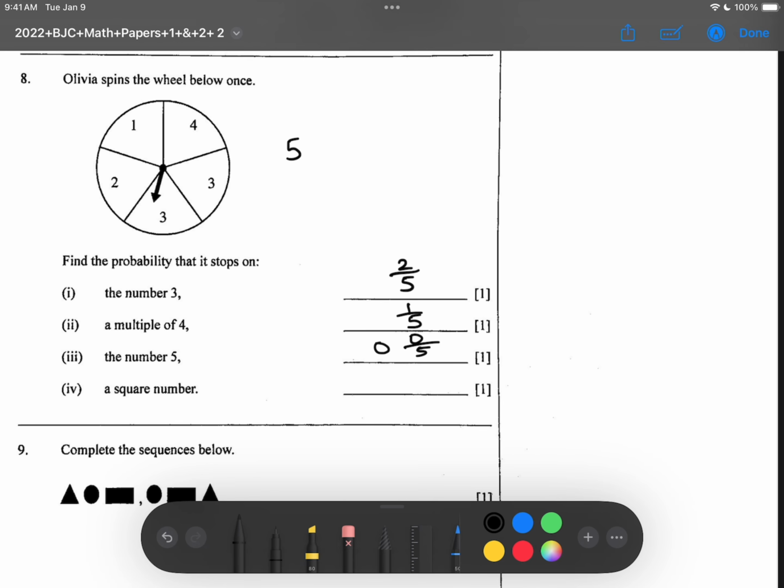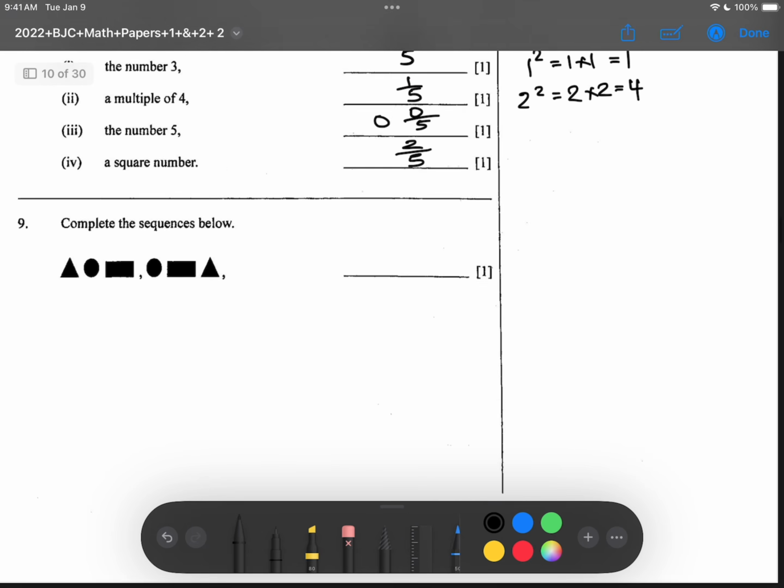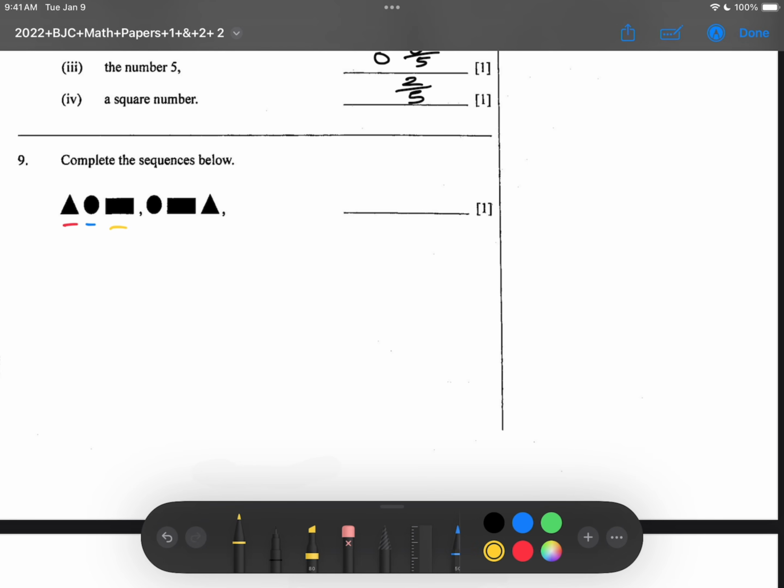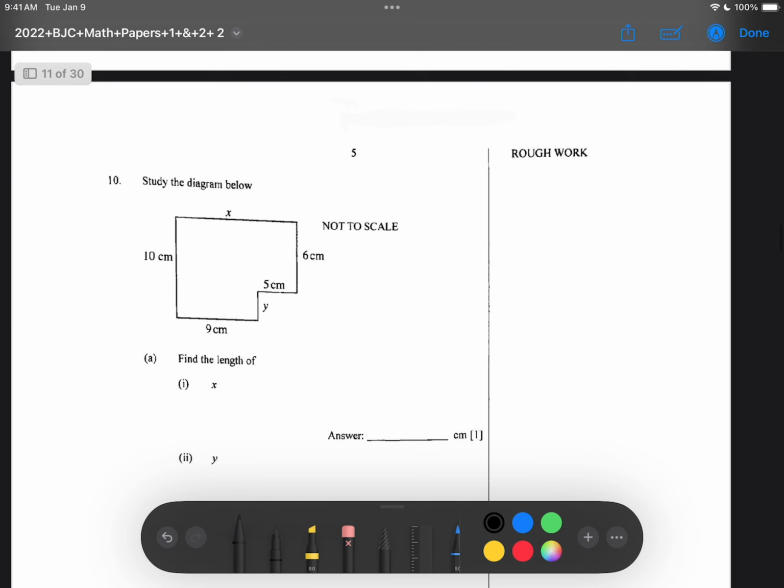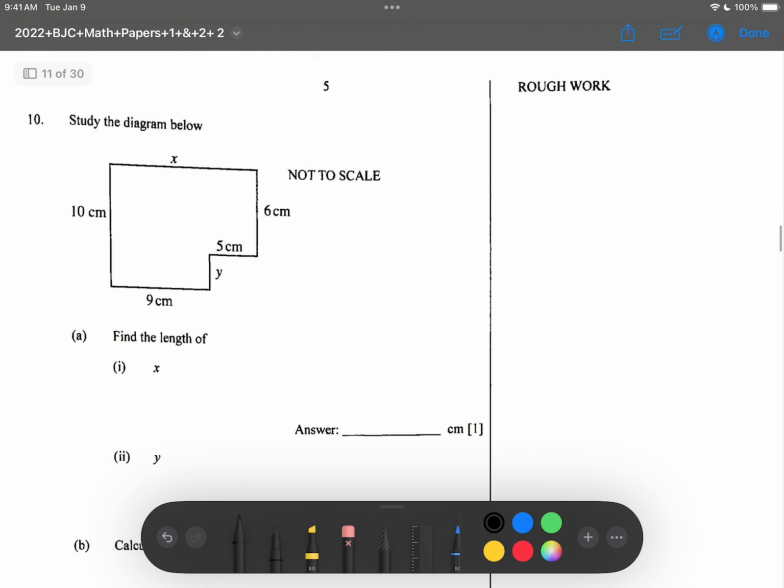A square number will be 2 out of 5 because 1 squared is equal to 1 times 1, which is equal to 1. 2 squared is equal to 2 times 2, which is 4. So the pattern stays the same. The next one would be rectangle, triangle, circle. Study the diagram below. Find the length of x.